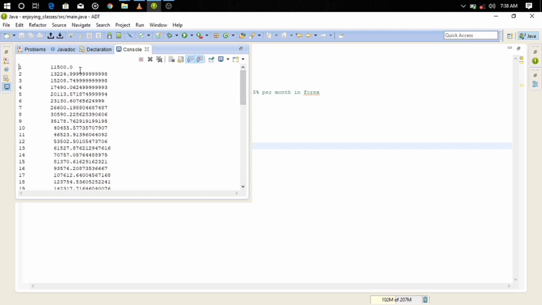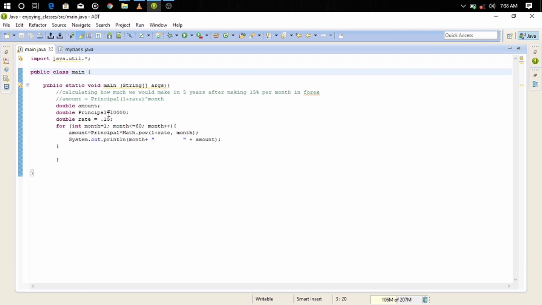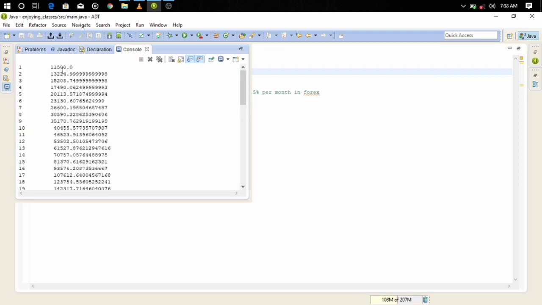And what we are seeing here right now is our interest for the first month. Remember, these are compounding interest over time. So for the first month we invested 10,000, and we have a rate of 15% per month, which is 0.15. So in the first month, 15% gives us 11,500 naira, and in the second month we have 13,224 naira. Remember, this is compounding interest.